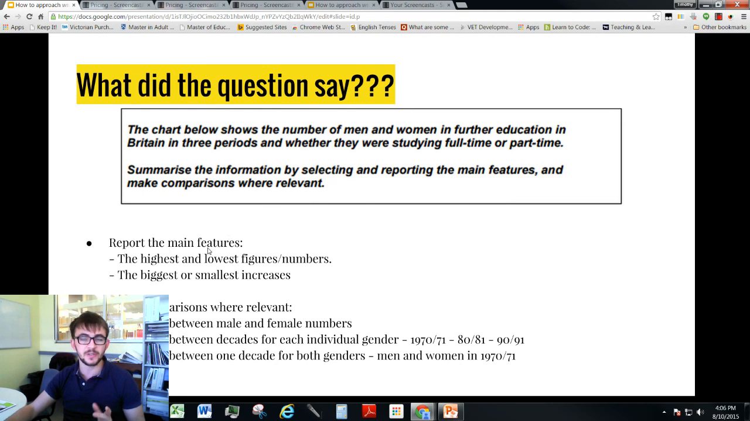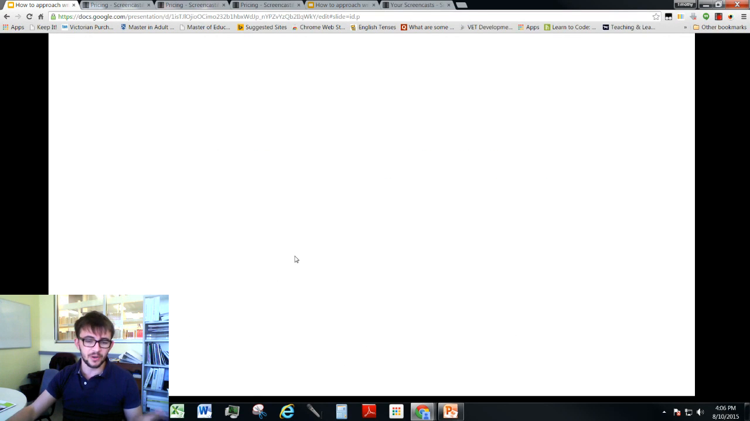So main features could include highest and lowest figures or numbers, biggest or smallest increases in numbers. Comparisons could include between male and female numbers or decades for each individual gender or 1 decade for both genders. But there's so many comparisons you could make or so many main features you could point out. Pick your own. I've picked a few.